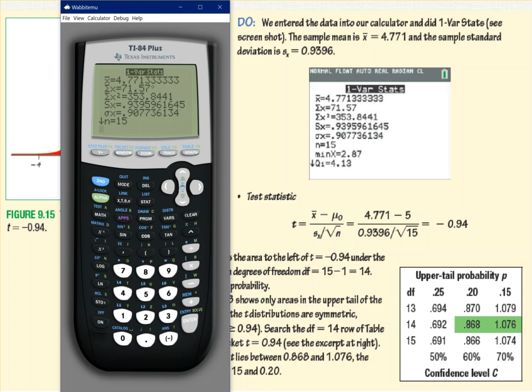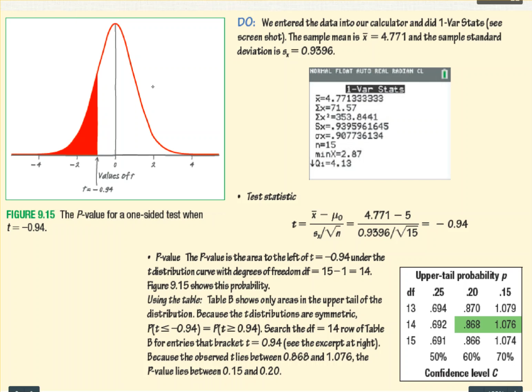Right, that's the threshold. So anyways, we go through and plug it all in. We get our t statistic of negative 0.94. Again, our sample size was 15, so our degrees of freedom is going to be 14, and we're going to look for where the area in that table equals negative 0.94.